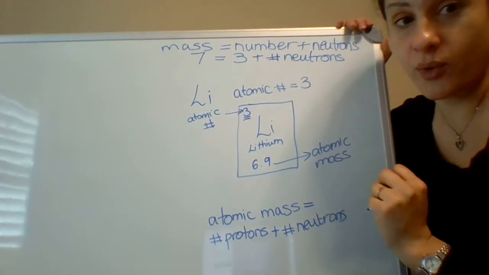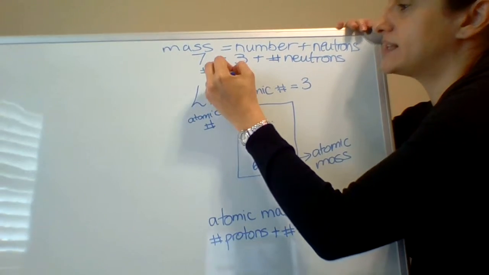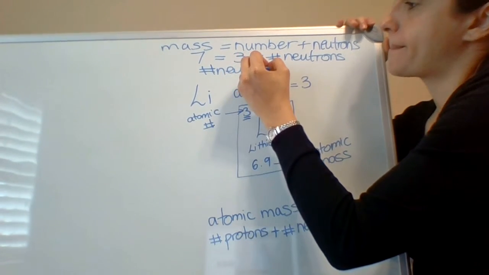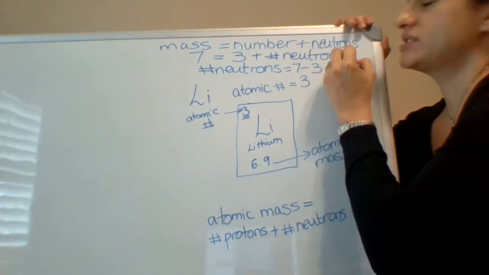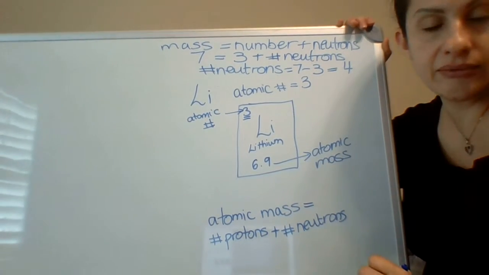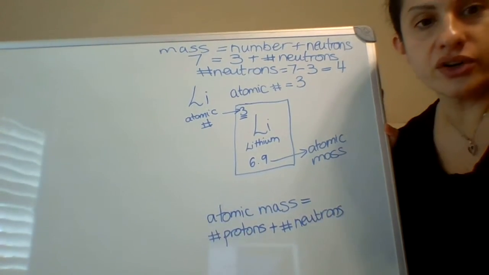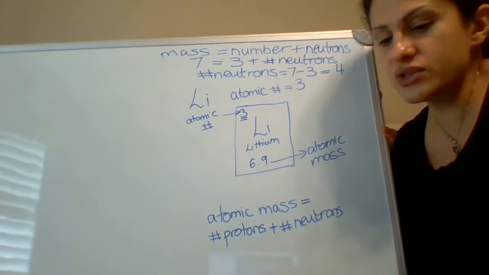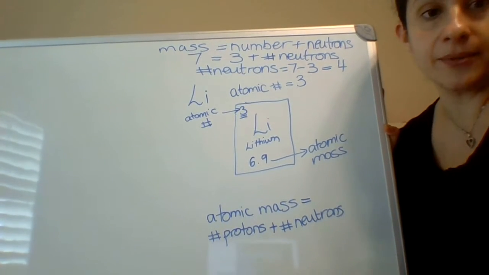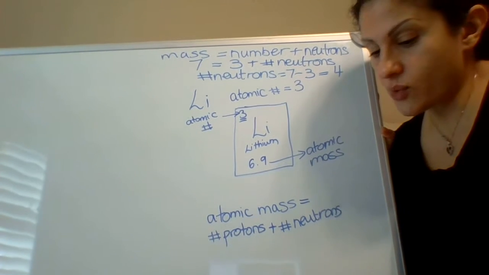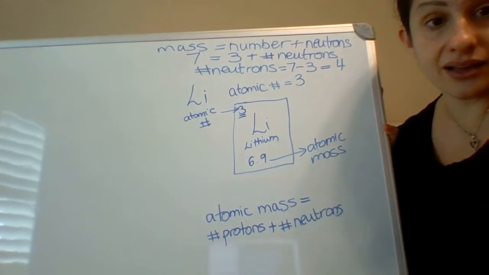Using the wonderful world of math, we can then determine that the number of neutrons in lithium is equal to 7 minus 3, which is equal to 4. Okay? So now we know that lithium has 4 neutrons. You can use this equation for any of the elements in the periodic table. It is universal. So what I'd like you to do now is to try it with another element.